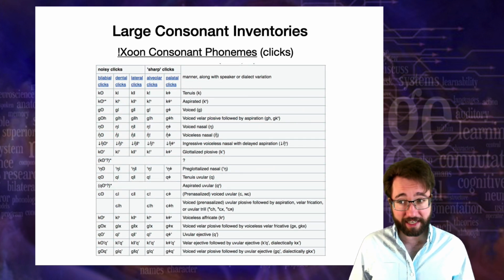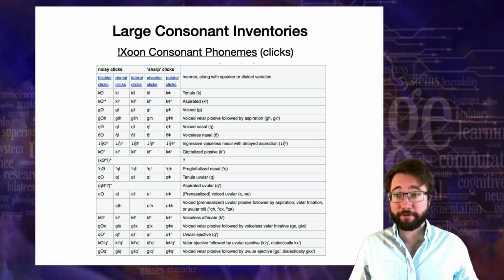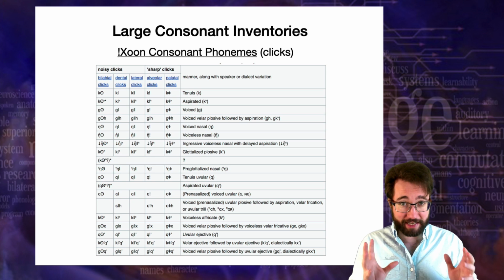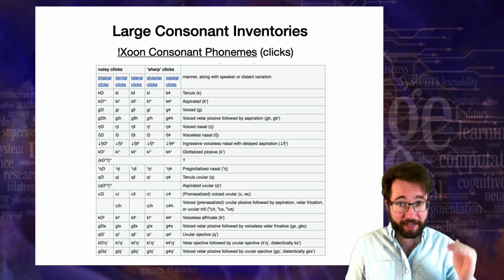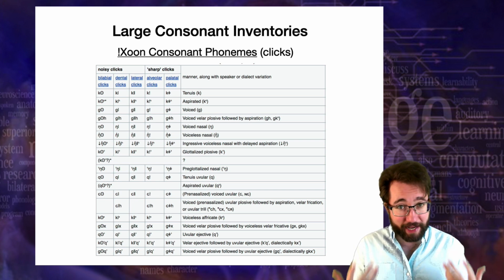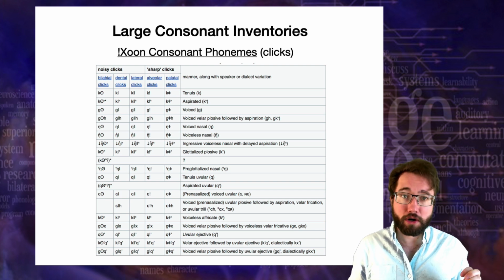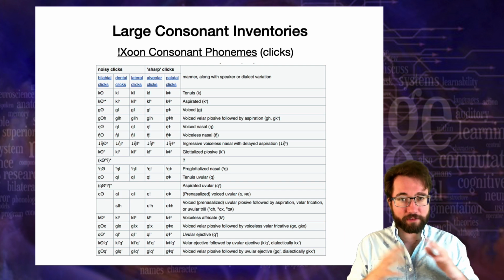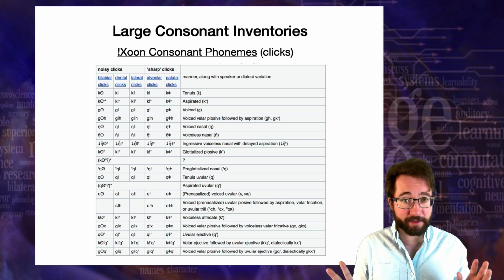In terms of clicks, we have a contrast involving 5 different variations of clicking depending on where exactly you're making the constriction in your mouth while you are doing the click, contrasted with very many different manners of articulation for these clicks. So there's very, very many different gradations of clicks. All of these form contrastive pairs. Each of these is a full-fledged phoneme in this language.